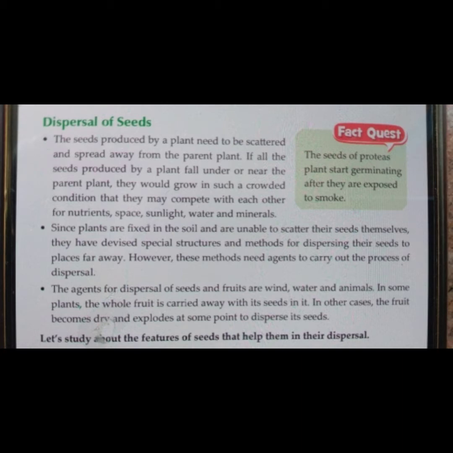For dispersal of seeds, there should be some agents. So what are they? They are wind, water, and animals. So we'll look into each agent in today's class. How does wind help in seed dispersal, and how does water help, and how do animals help? We are going to see in today's concepts. So let us start studying the features of seeds that help them in dispersal.